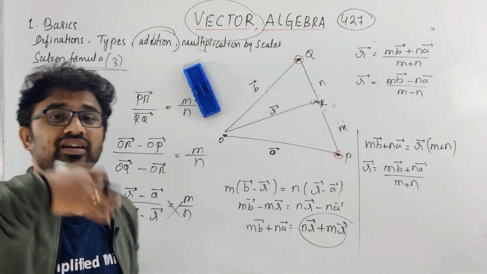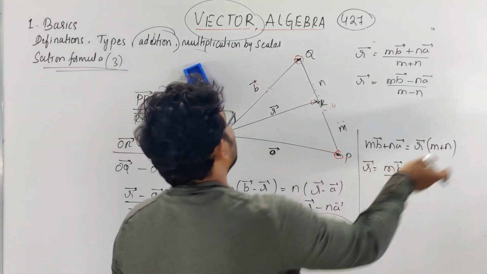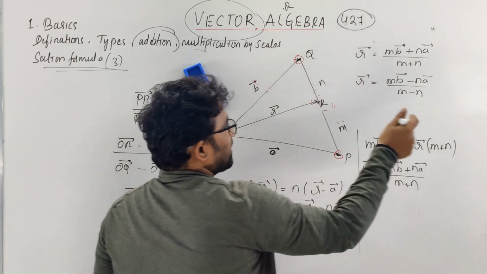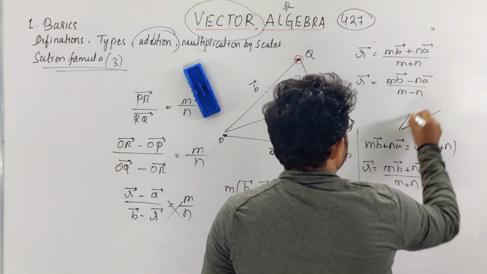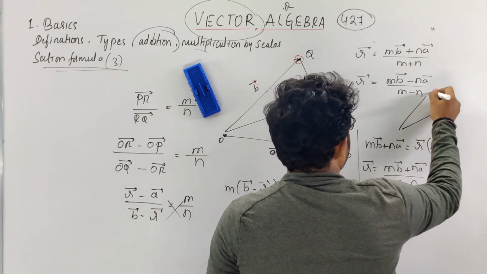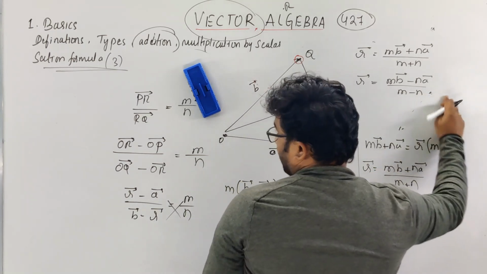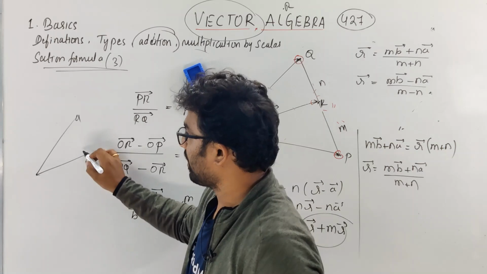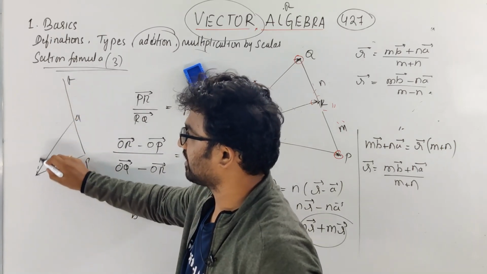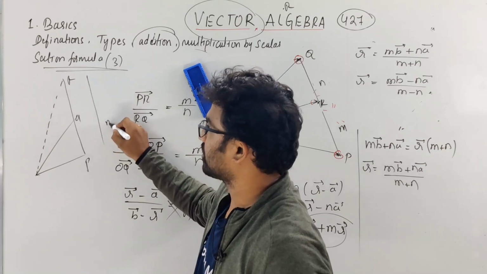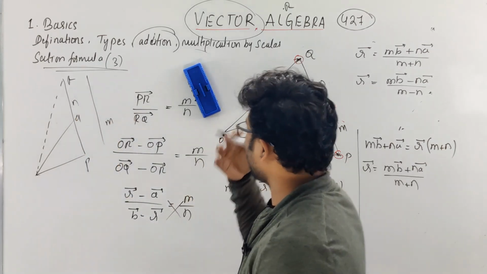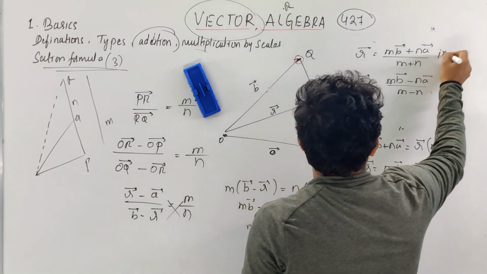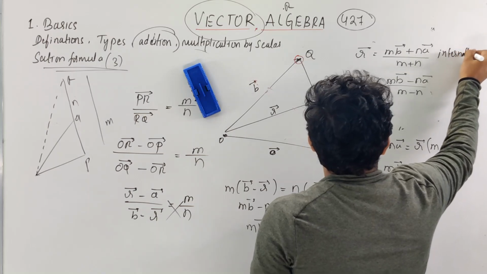If they ask what is external division, there will be a point outside, R, which divides this again. For example, if you take this as P and Q, there will be a point outside, R. This is an imaginary point here which divides in the ratio of again M is to N. Don't worry. So R is the external division, you just have to write MB vector. This is internal division internally and this is externally.